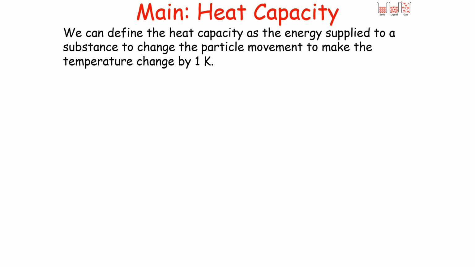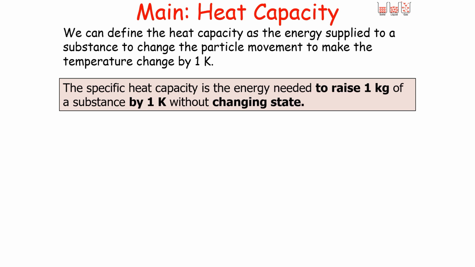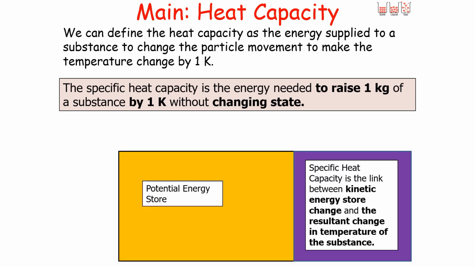Now we can define the heat capacity as the energy supplied to a substance to change the movement of the particles that make it up to make a temperature change of 1 Kelvin. So the specific heat capacity is the energy needed to raise 1 kilogram of a substance by 1 Kelvin without changing state. So the specific heat capacity is the link between the kinetic energy store change of the object's internal energy and the resultant change in temperature of the substance that this causes.